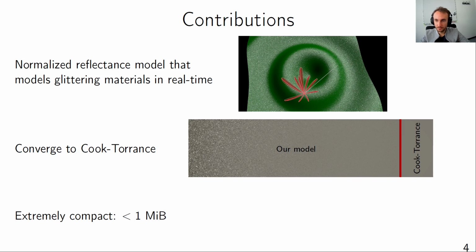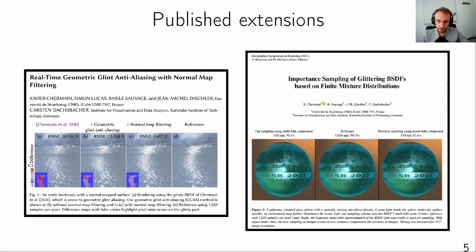Our model converges to the standard Cook-Torrance model. Finally, the model is compact, less than 1 megabyte of data. Note that we have improved our reflectance model in two subsequently published works. We have first tackled the issue of glint aliasing in real time and normal map filtering with glints. Then we have proposed an importance sampling scheme for our glittering reflectance model, allowing efficient glint rendering in Monte Carlo renderers. However, in this presentation, I will focus on our original method accepted to Pacific Graphics 2020.